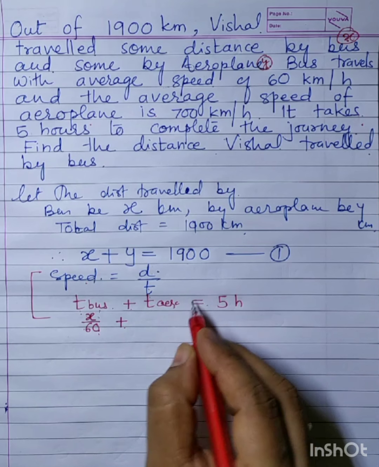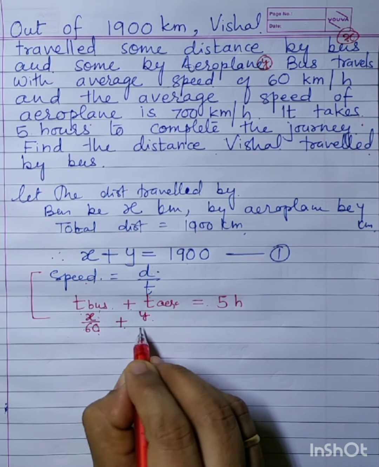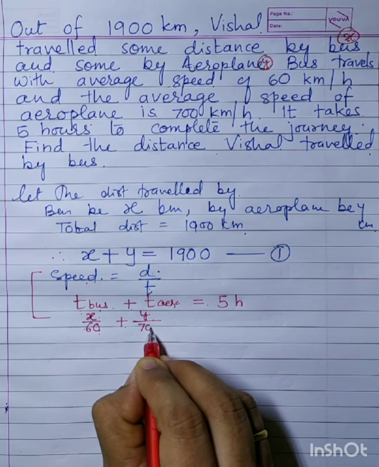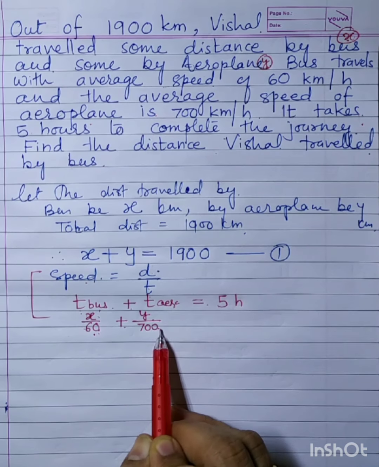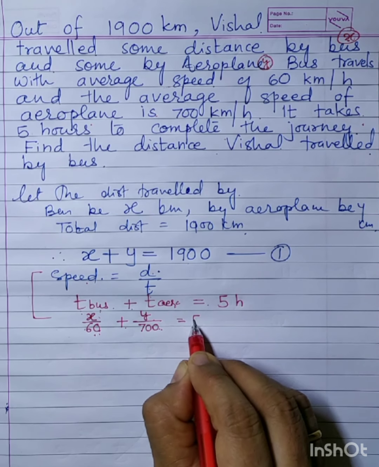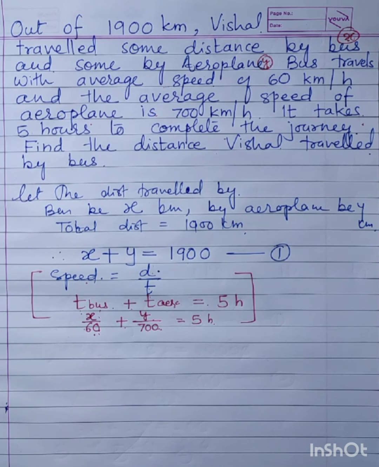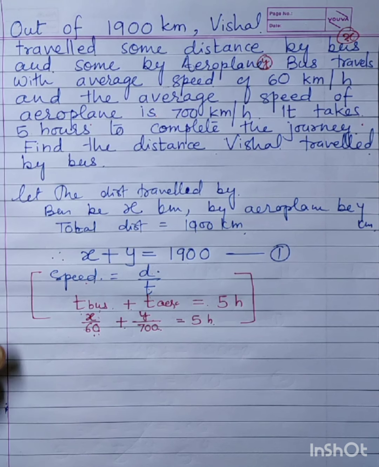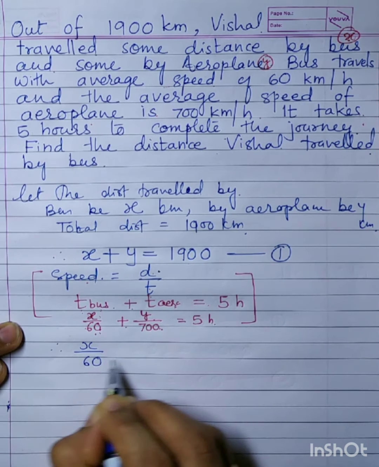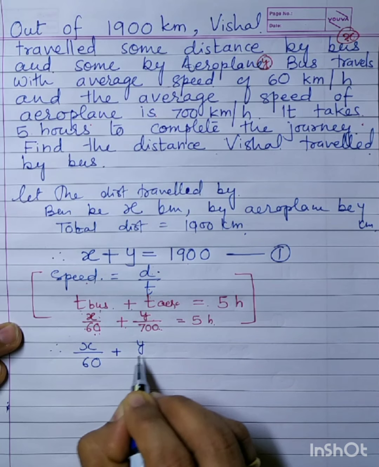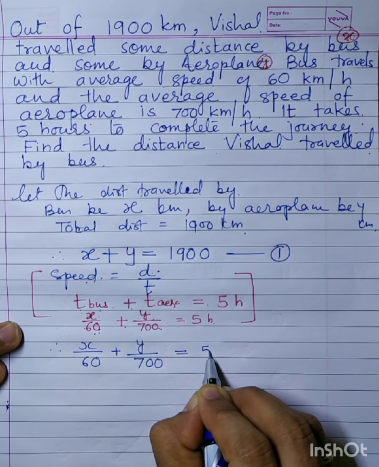And what will be the time taken by the plane? Now you will understand. How much is the distance travelled by the plane? Y. And what was the speed of the plane? 700. Okay. Time taken by bus plus time taken by travelling by aeroplane is equal to 5 hours. This will give you equation 2. Hope you are clear. So my second equation here is x upon 60 plus y upon 700 is equal to 5.